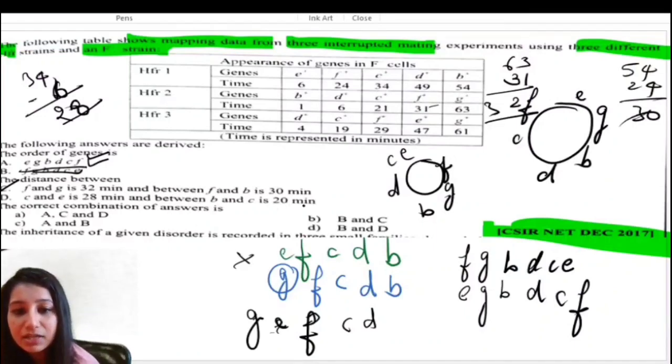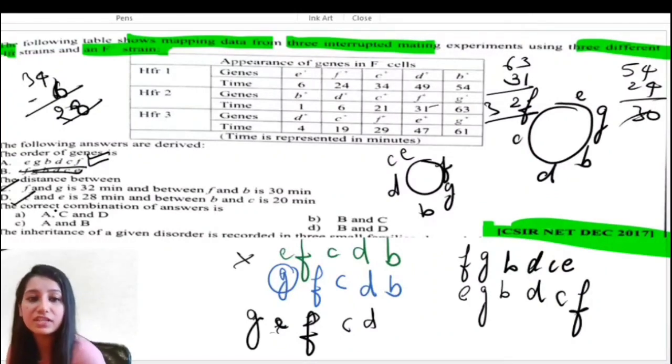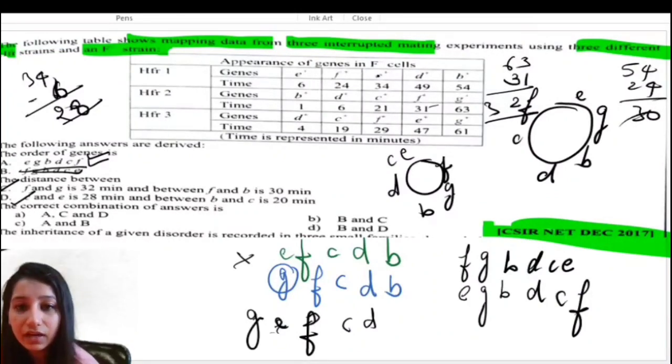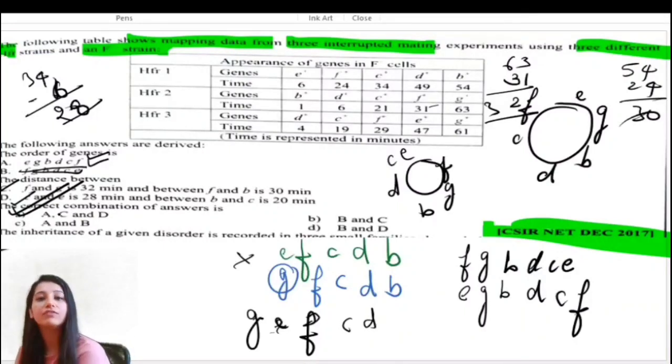And the distance between B and C is 20 minutes. So this is also correct. The difference between C and E: here we can say 34 minus 6 is 28. And here between B and C, 54 minus 34 is 20. Okay, so option A, option C and option D are correct. So our option A will be correct.